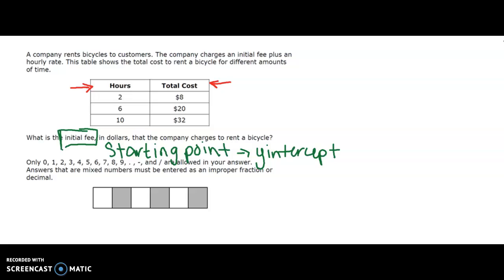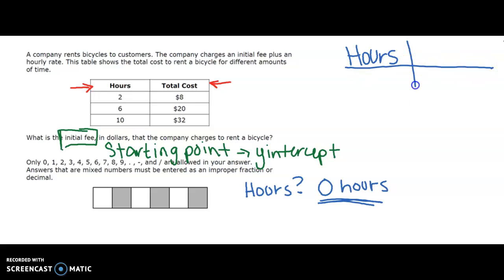So in order to find the y-intercept, we have to think, what is the starting point? How many hours have passed at the starting point? It would be 0 hours because no time has passed. So we're asking, how much does it cost to rent 0 hours? In order to do that, we need to fill in the table. So I'm going to make a table over here. Hours and total cost. I'm going to abbreviate it because I don't have space. And I want to know when it's 0 hours.